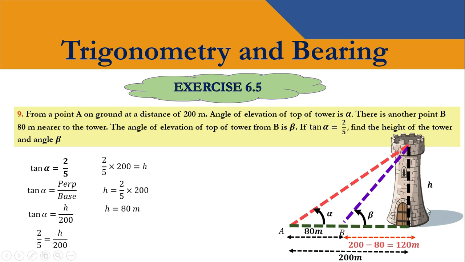Now we have the height of the tower and we have the distance of point B from the tower, which is equal to 120 meters. So we can calculate the beta angle. Tan beta is equal to perpendicular divided by base, so 80 divided by 120. Beta is equal to tan inverse of that, and by using a calculator we get the answer 33.69 degrees. So this is the angle beta and the height of the tower is 80 meters.